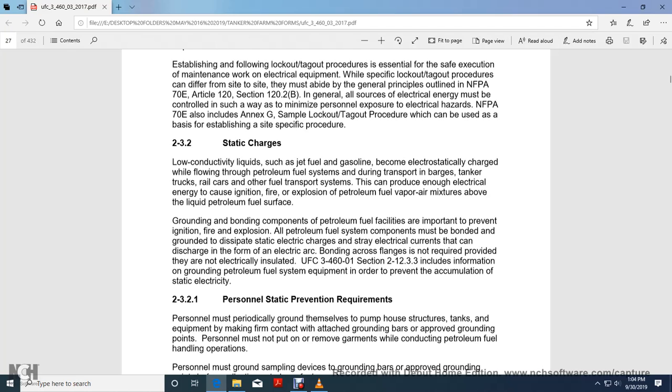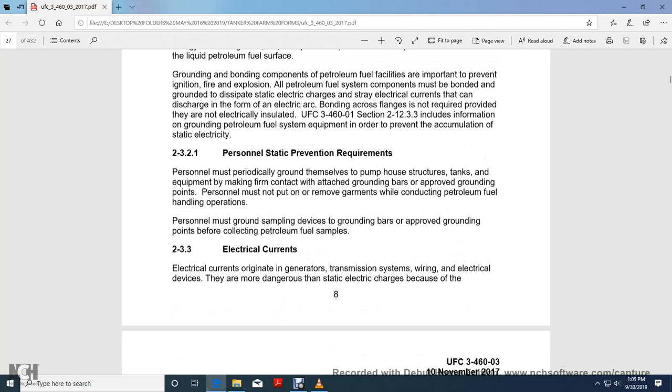The petroleum fuel system components must be bonded and grounded to dissipate static electrical charges and stray electrical currents that can be discharged from an electrical arc, with bonding across the flanges that are not electrically insulated. UFC 3-460-01 Section 2.1.2.3.3 includes information on grounding petroleum fuel system equipment in order to prevent accumulation of static electricity.